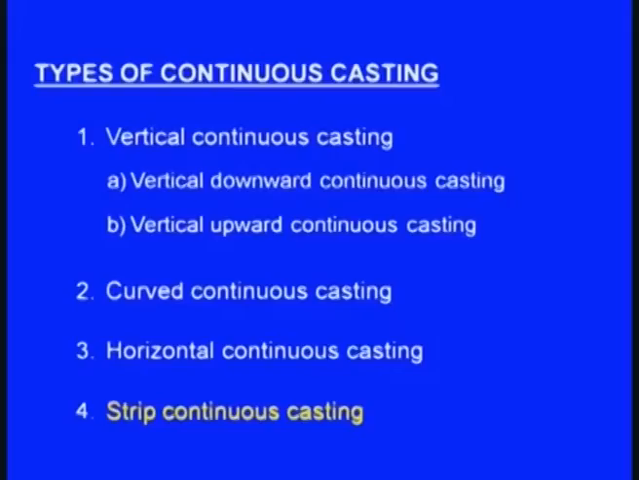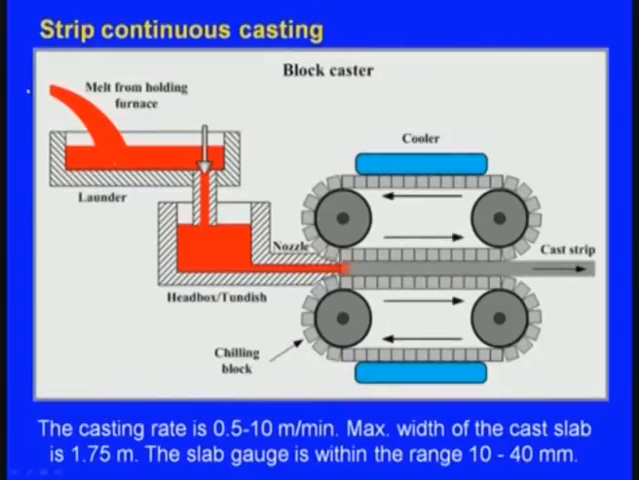Finally, let us see the strip continuous casting. So, this is the last one. Now, this is the schematic diagram of strip continuous casting, and here you can see the molten metal from the furnace being transferred from the ladle. This is the tundish, again a local reservoir of the molten metal, and here is the place where the molten metal will be passing through rollers.